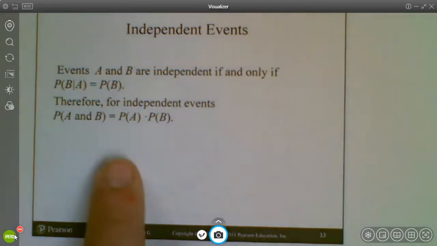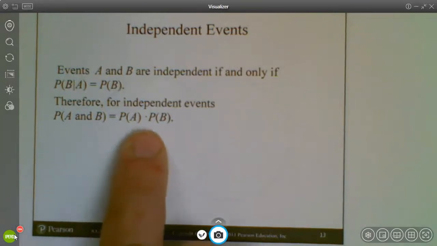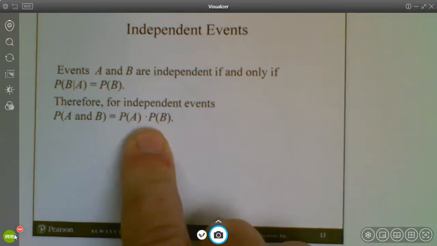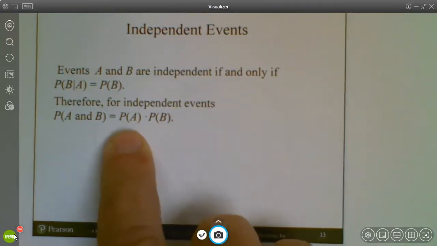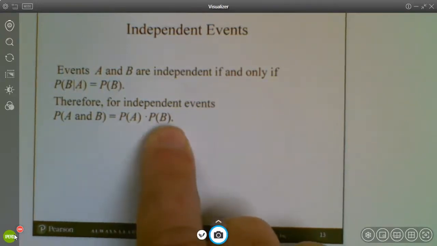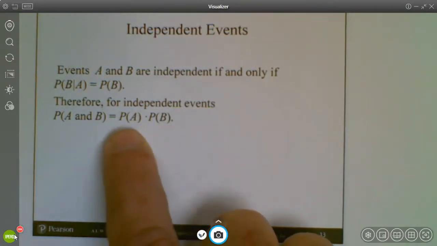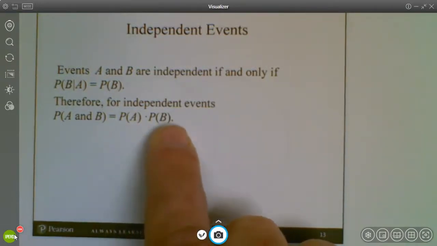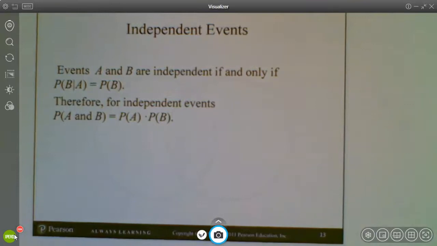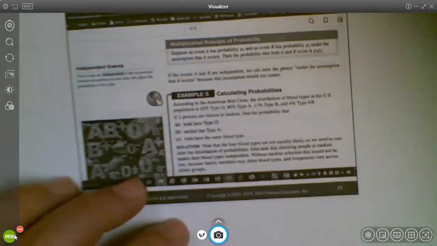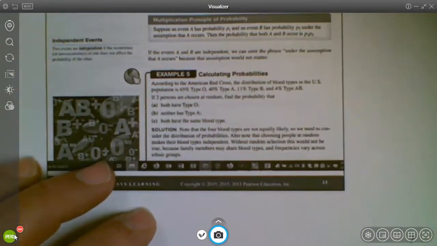So here's the formula that we would typically use, right? We're just multiplying the two events together. So the simple example that I just gave you of flipping a coin and rolling a die, well, I would just look at the two probabilities separately and I would multiply them together. Let's go down to this one. Give you one of their examples here.